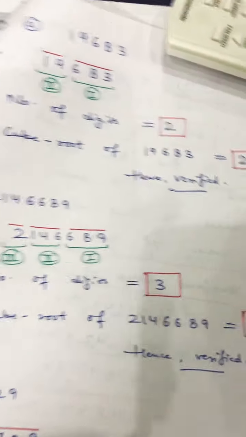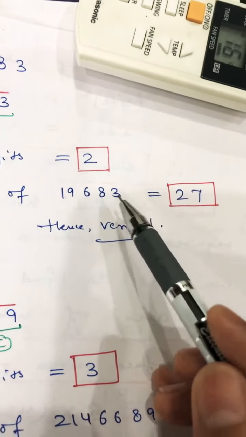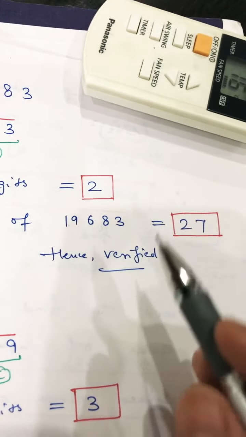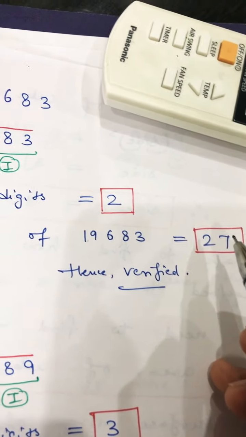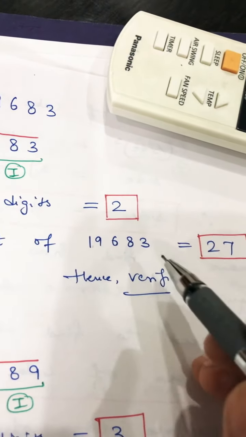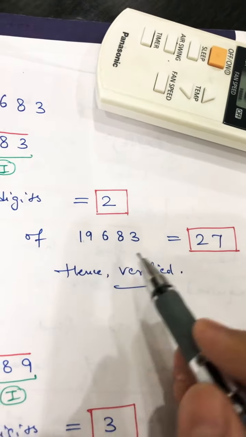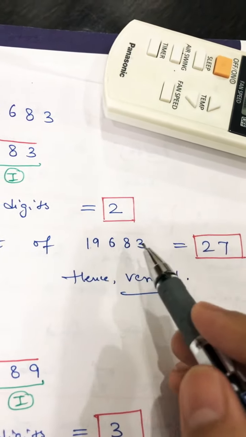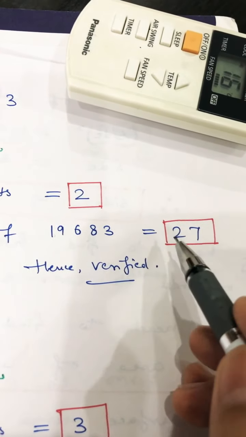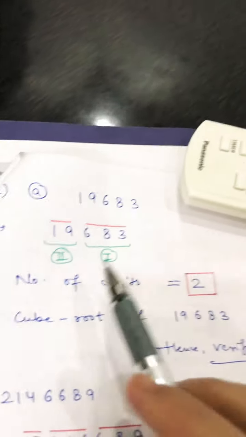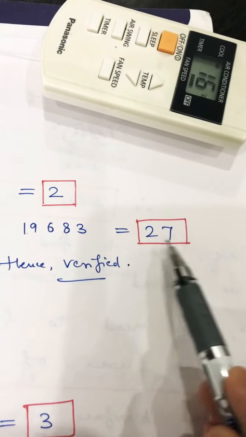Got it? Now you have to find out the cube root of the answer. When you take out the cube root of this 19683, if you have learned cubes till 30, then you can directly write the answer. This is the cube of 27. So the cube root of this is 27. And how many digits are coming? 1, 2. And earlier you wrote that there will be 2 digits in the answer. So here are 2 digits.